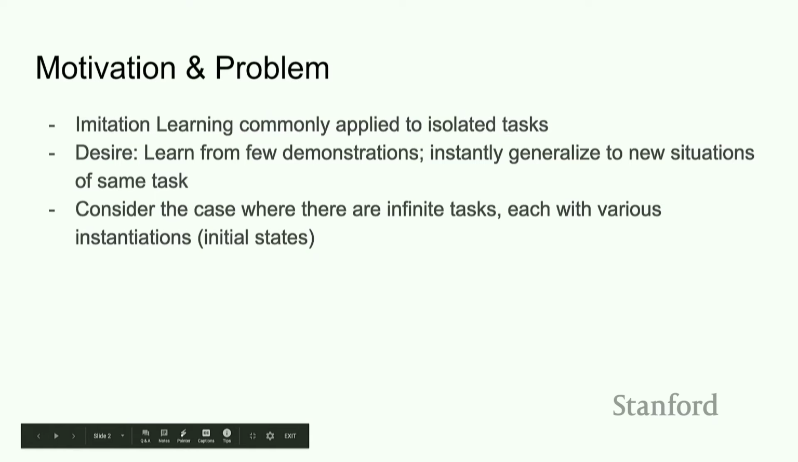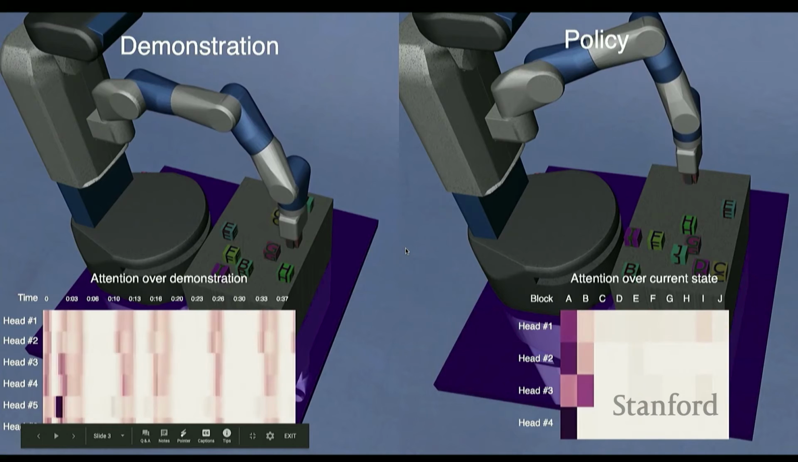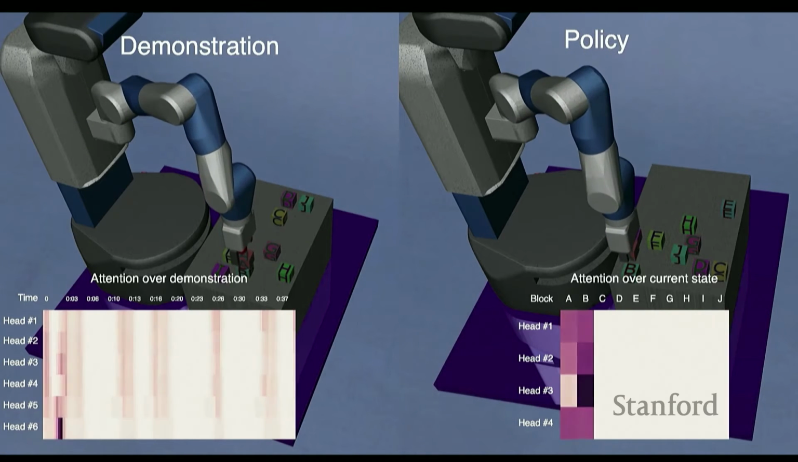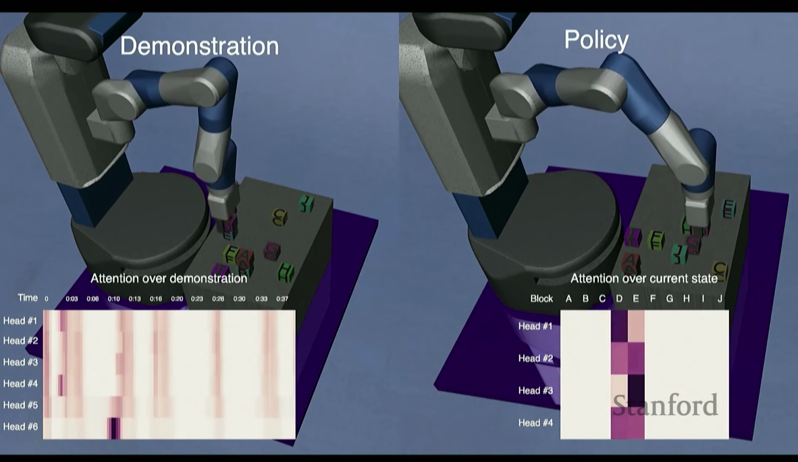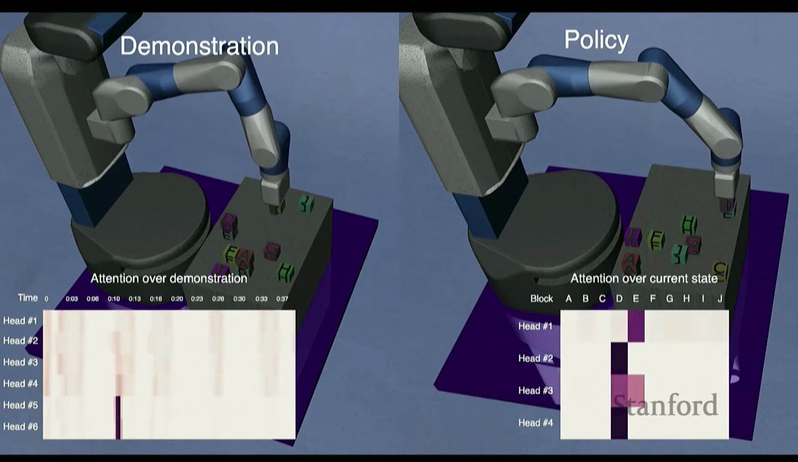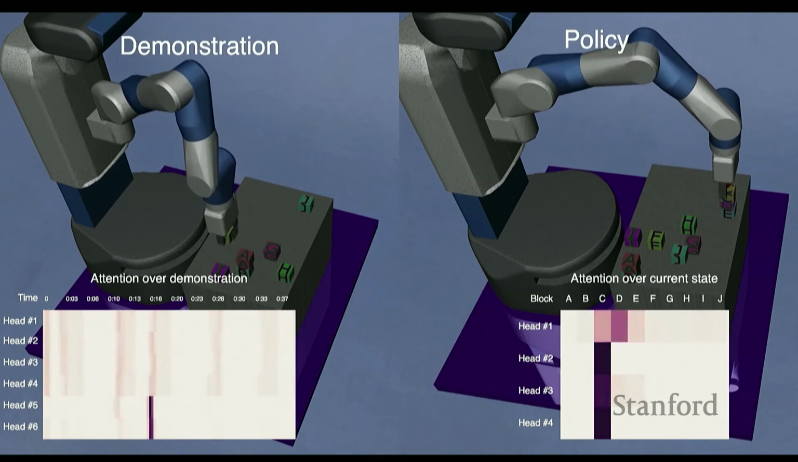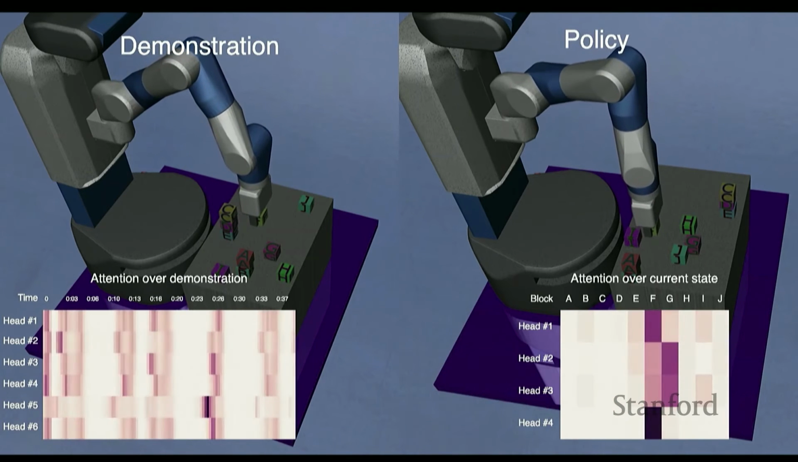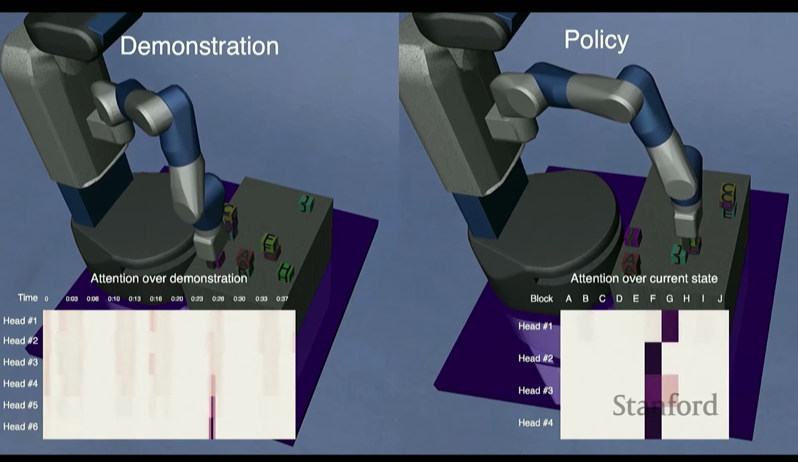In this specific paper, the authors ask us to consider the case where there are infinite tasks to learn, each with various instantiations. However, in the paper, they have a narrow scope of that, which is a robotic arm that is given 2 pairs of demonstrations, where each task is to stack blocks on a table in a different permutation and in different numbers of towers. So here it's trying to stack various blocks on top of each other in the policy, which is our test time, to match what's going on in the demonstration.